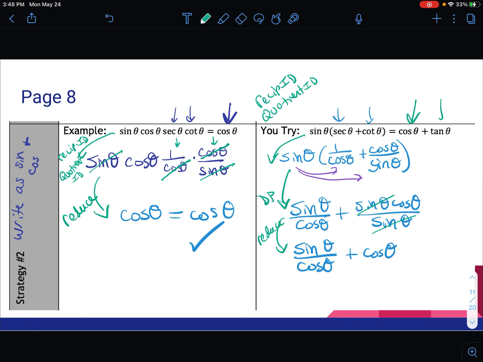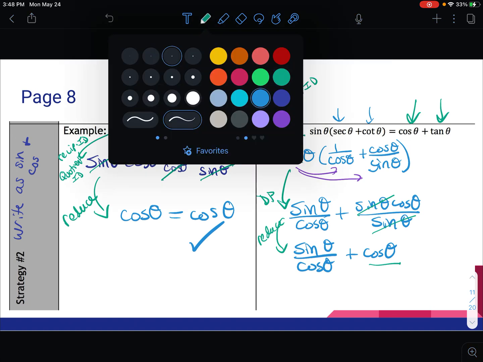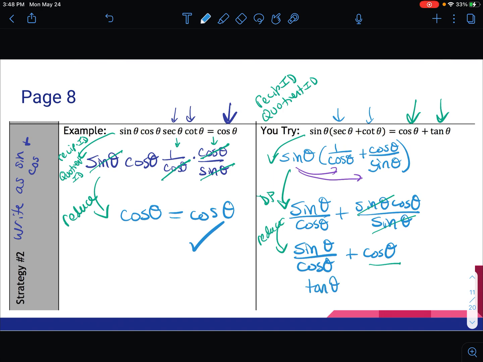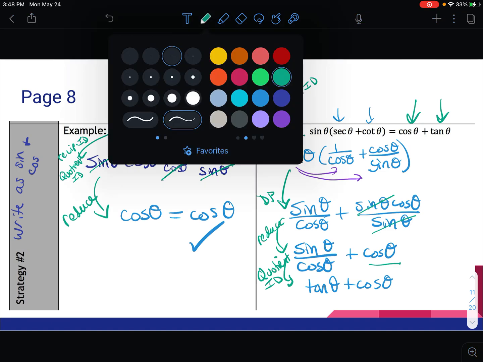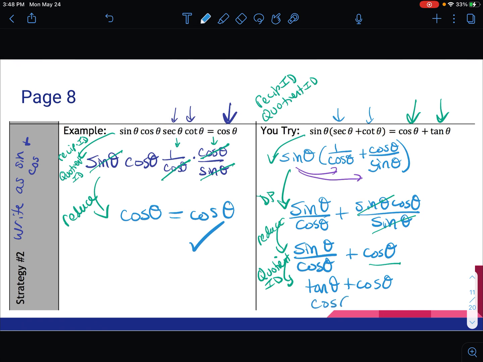And looking again, what do I want? I want a cosine and a tangent. So I have the cosine. I almost have the tangent. Sine over cosine is tan theta plus cosine theta. So for this one, we can use our quotient identity again. Now we're super close. The right side is actually cosine theta plus tangent theta, and we have the reverse. So I am going to rearrange the terms using the commutative property. Cosine theta plus tan theta equals cosine theta plus tan theta. Check mark. And then the last thing we're going to say is commutative property.